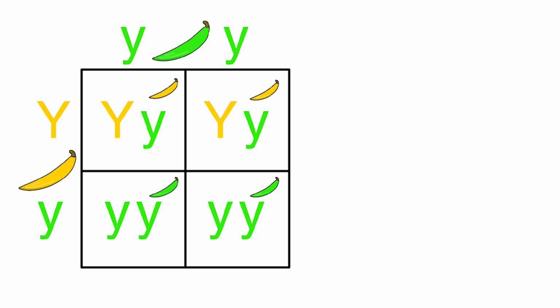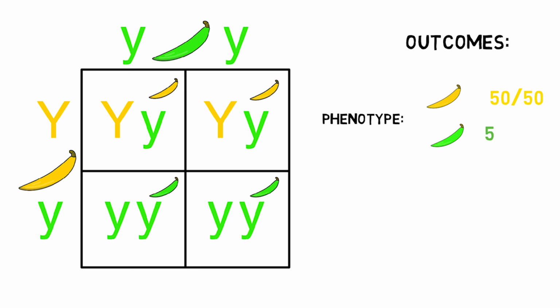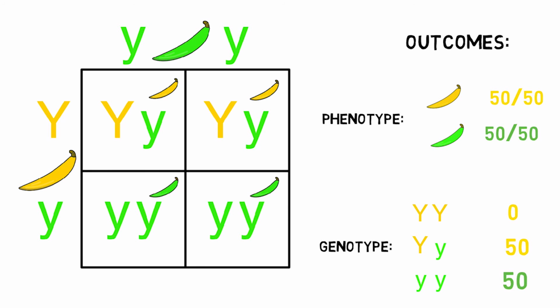In other words, if two pea plants are cross-fertilized, one pea plant with green homozygous recessive pea pods and one pea plant with yellow heterozygous pea pods, the likelihood of producing offspring with yellow pea pods versus green pea pods is 50-50, while the likelihood of producing offspring with genotypes that are homozygous dominant, heterozygous, or homozygous recessive is 0 to 50%. In this example, there's a 0% chance of producing yellow pea pods that have a homozygous dominant genotype.